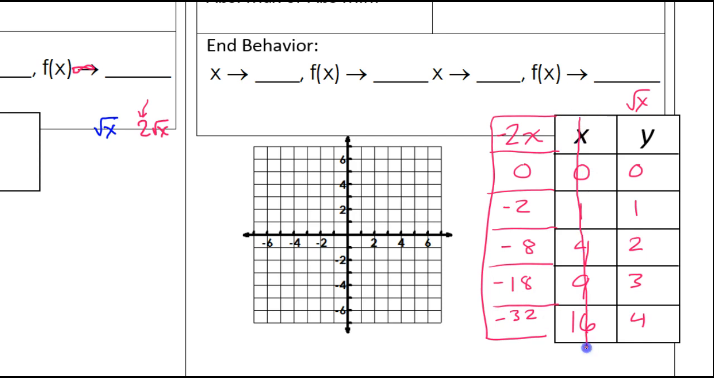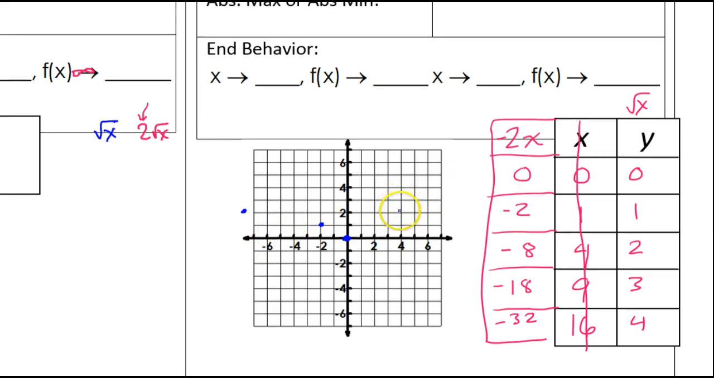So I'm going to throw out my old X column. So now I can go ahead and graph these points as sort of a parent function. So I've got 0, 0, negative 2, 1. I've got negative 8, 2. All right, so that's a little bit off the graph, but I can still graph it. So those 3 points will be enough to use.